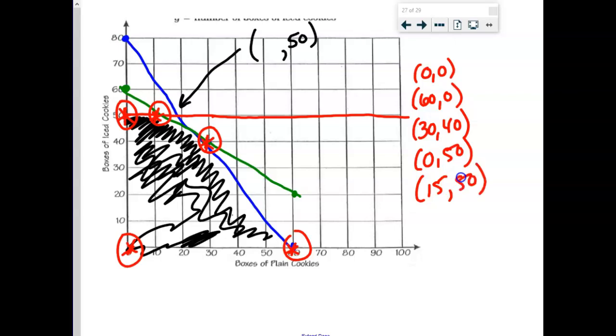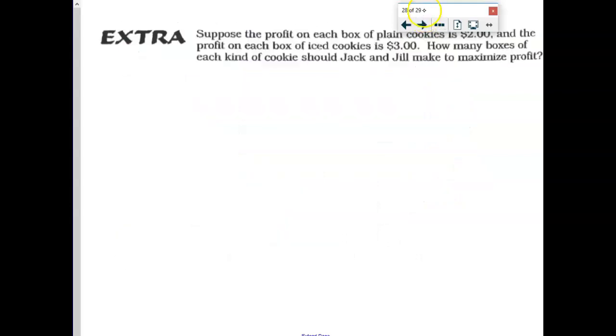So once in a while, if you graph like me, you might have trouble figuring out where your critical points are, where your vertices are, because you don't graph so hot. And you gotta rely on your algebra to find where they intersect, which is fine. All right, so one more part to this problem. Let's talk about money. They know how much money and profit they make off of these cookies. So they make $2 off of the plain box of cookies.